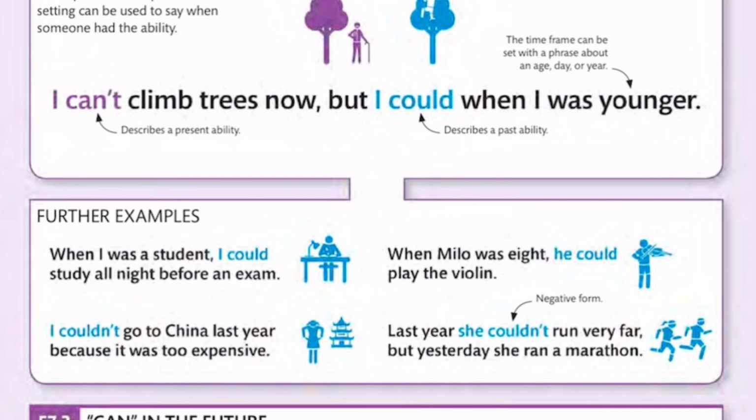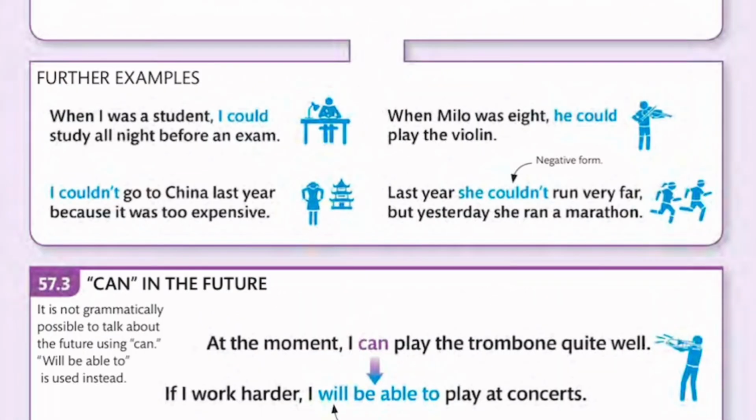Then how do we know that it is a past ability? Because of the time frame: when I was younger. The time frame can be put in the form of age, day, or year. Let's look at further examples. When I was a student, I could study all night before an exam. The time frame there is when I was a student. So that shows it is past.